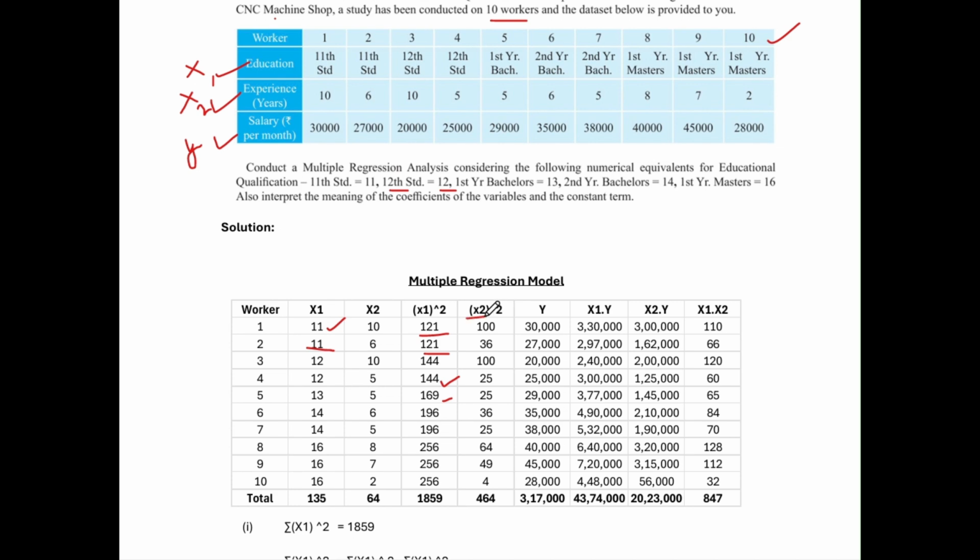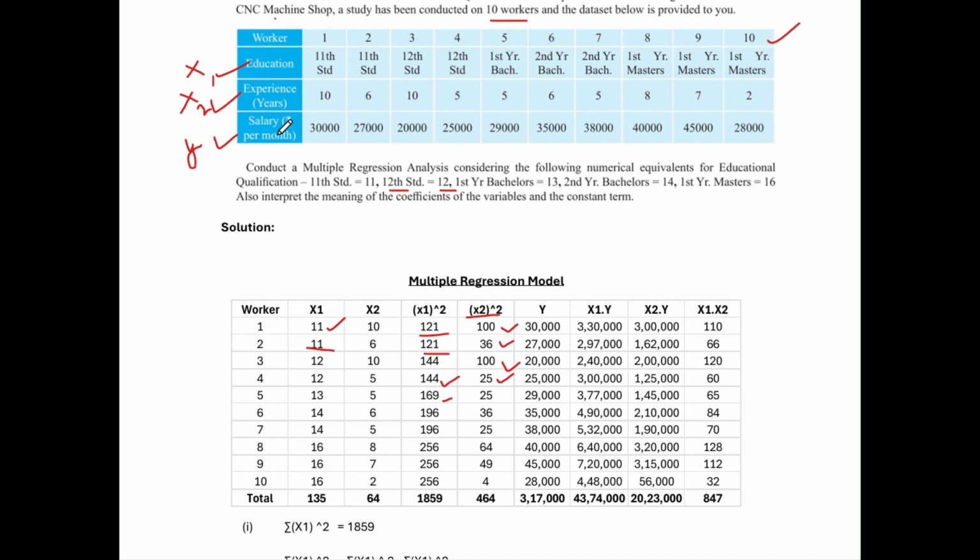Next, we will calculate x2 to the power 2. So we will find the x2 power 2. 10 into 10, 100. 6 into 6, 36. 10 into 10, 100. 5 into 5, 25. In the same manner, we will calculate the entire column for the 10 worker details.